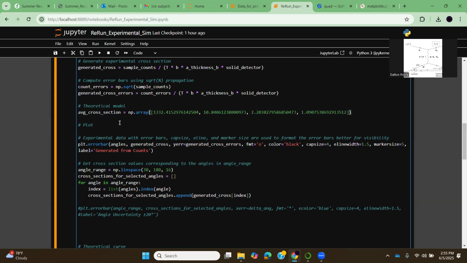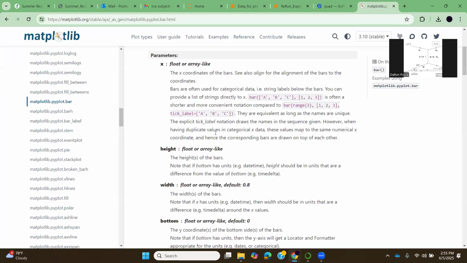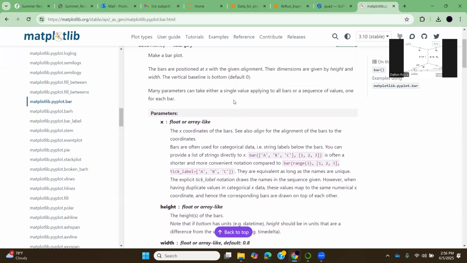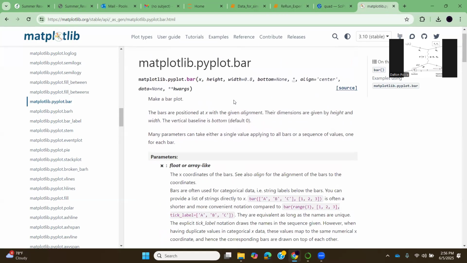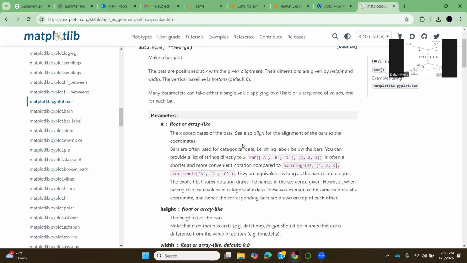Okay, so now that I have those average cross sections, that's going to represent the height of my bar graph. And so based on this website, which I'm using, let's see, the X coordinates of the bar, bars are often used for data.